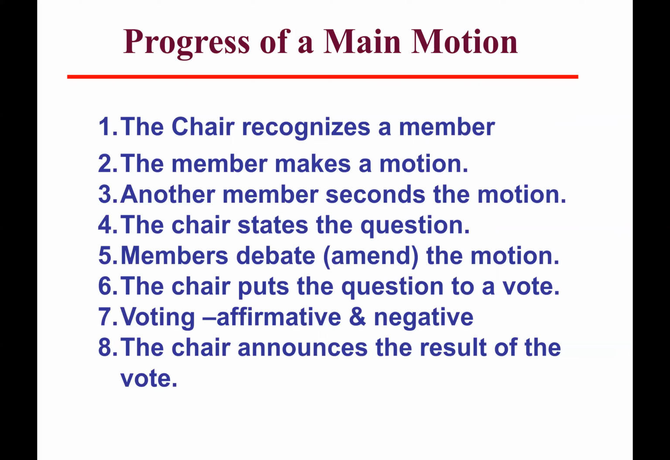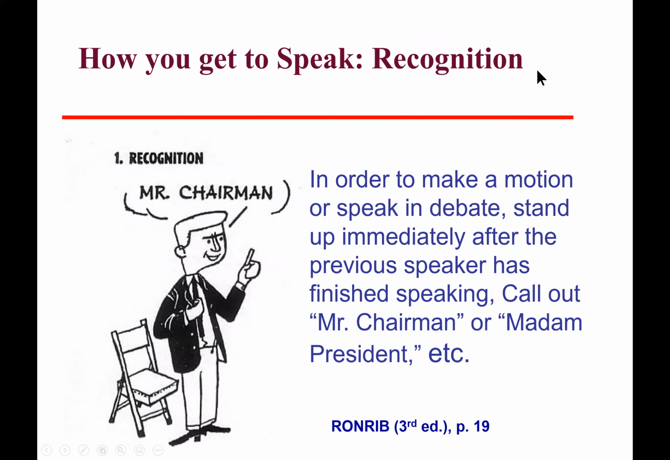The chair puts the question to a vote at the end of that debate. And putting the question to a vote means, all right, we're done, we close debate, and now I'll take the vote. Those in favor, right? Say aye, and those opposed say no. And that's voting, affirmative and negative. And then finally, after the voting, the chair announces the result of the vote. Okay, so this is a fast preview of how this works, and we're going to start and look in a little more detail at these different steps.